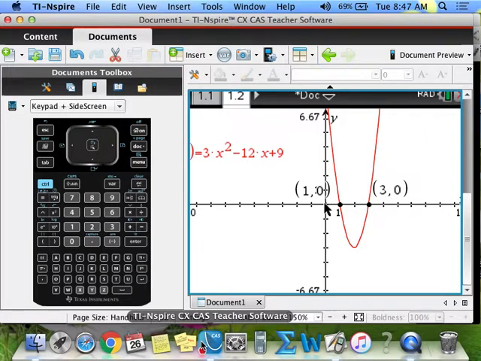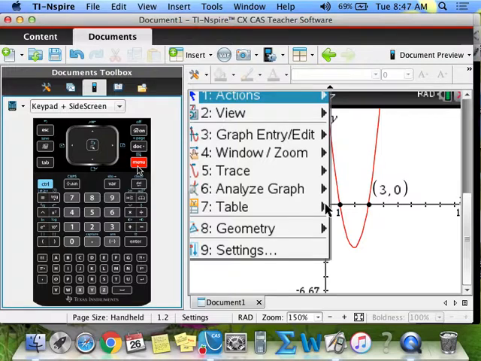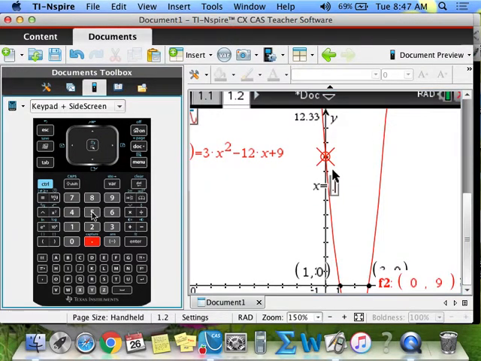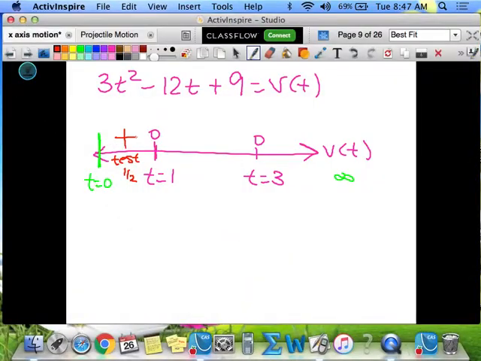You could use trace. Menu, trace, graph trace, 0.5. I don't care that the value is 3.75. All I care is that the value is positive. And I know that positive means that it's moving to the right. Positive meaning above the x.